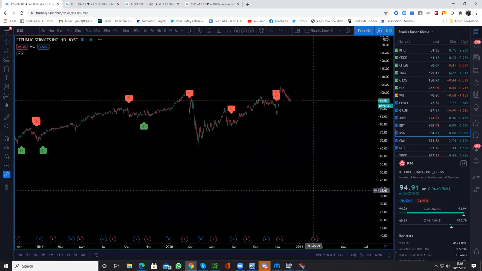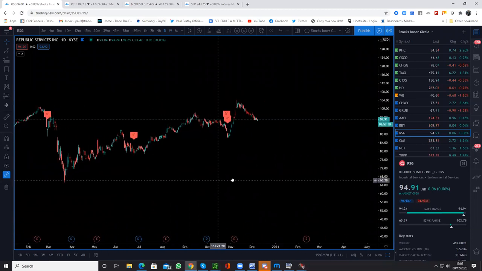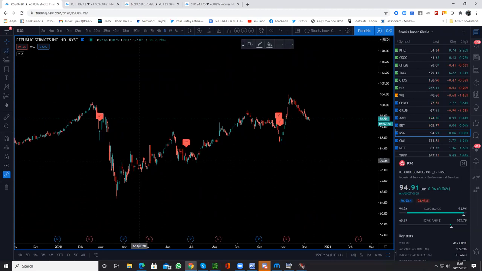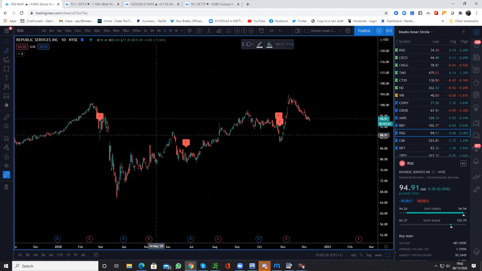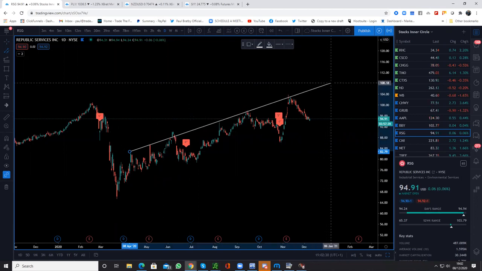We're going to the daily. I want to look at this recent channel here, and I'm going to put that channel on. I want to draw that channel, RSG. I'm going to draw this channel in here. I'm going to take the tops as my reference point to draw the channel in.